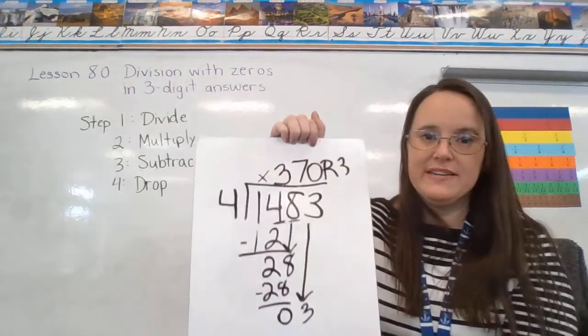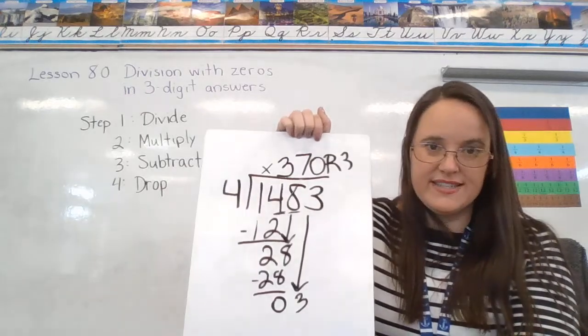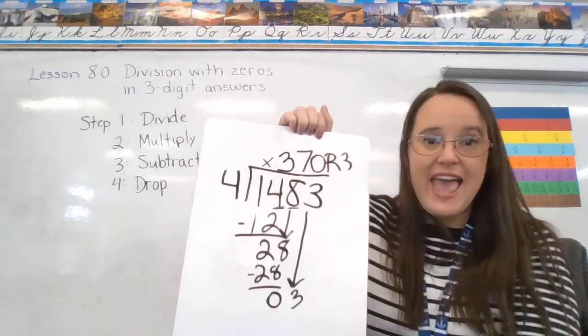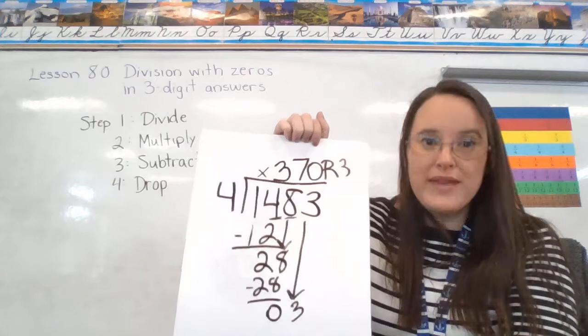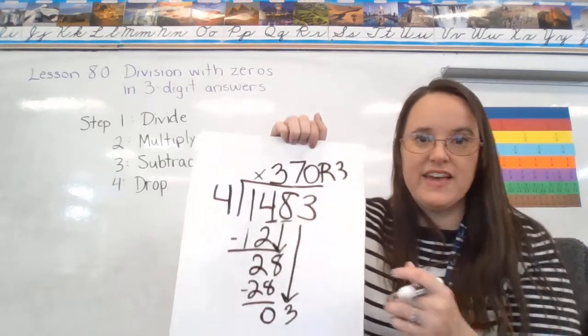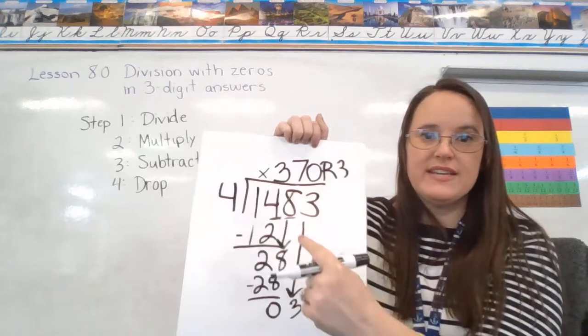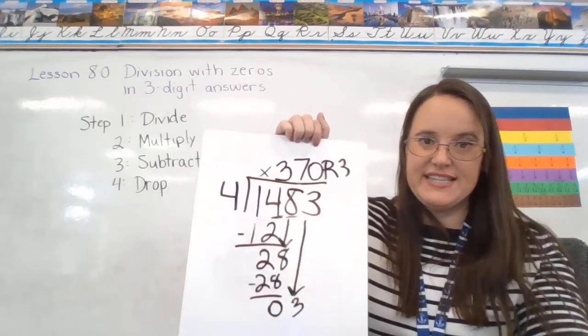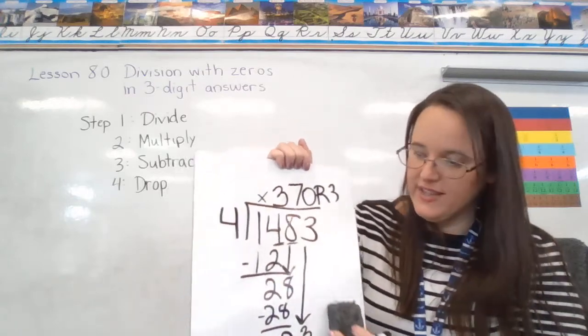So at the beginning, the 0 is not necessary. At the end, the 0 is necessary. You need it there to hold your place value, to show that the 3 is in the hundreds, the 7 is in the tens, and you don't have any ones.